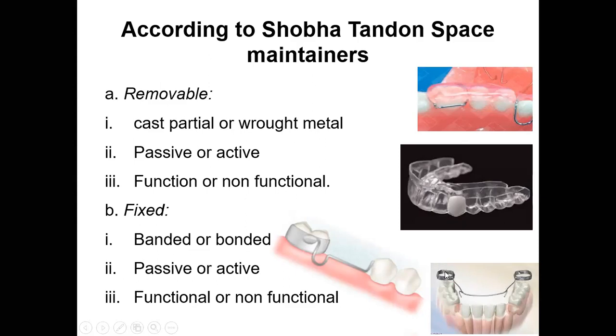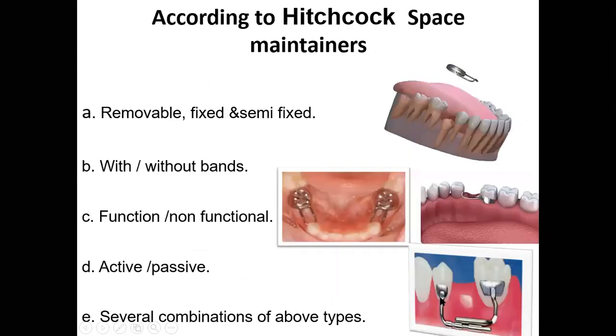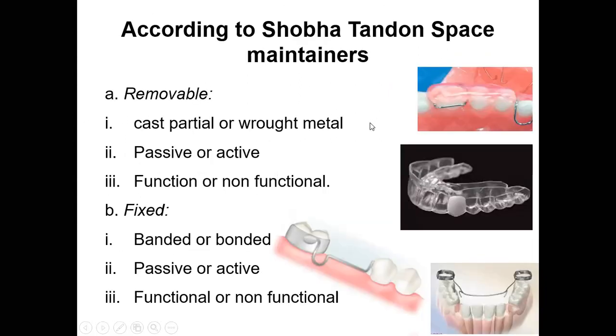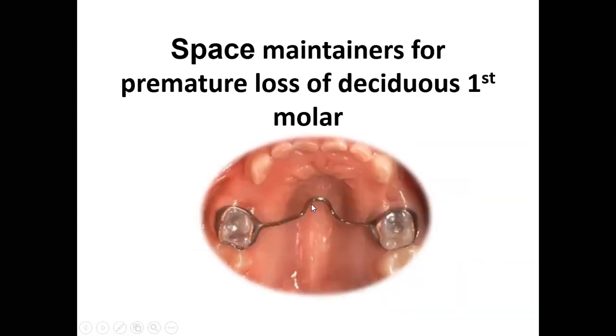And if we are not applying the bands like this, then only with the help of brackets we are applying the space maintainer. This will be called as bonded. This is not banded. This is bonded. This is banded, where the band is there. Okay. And functional and non-functional.